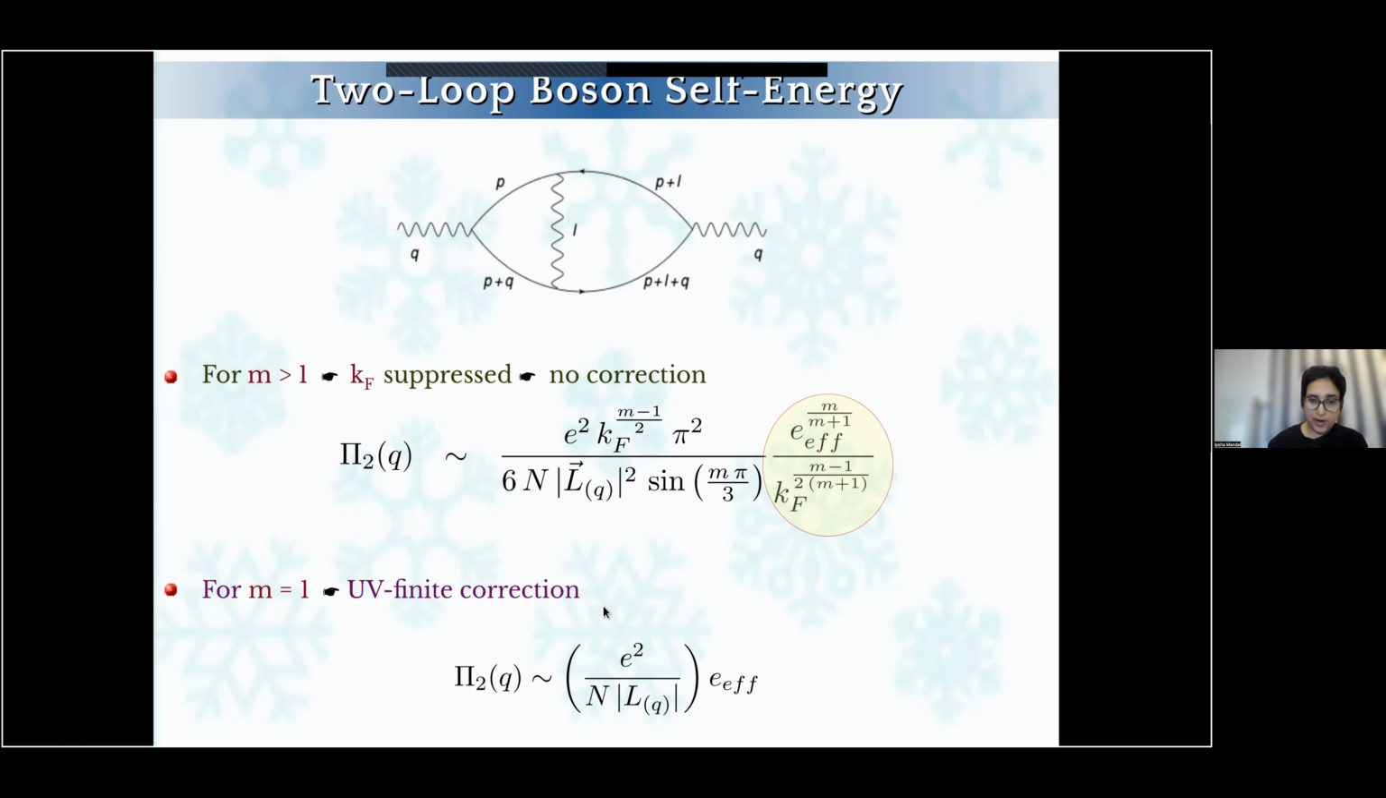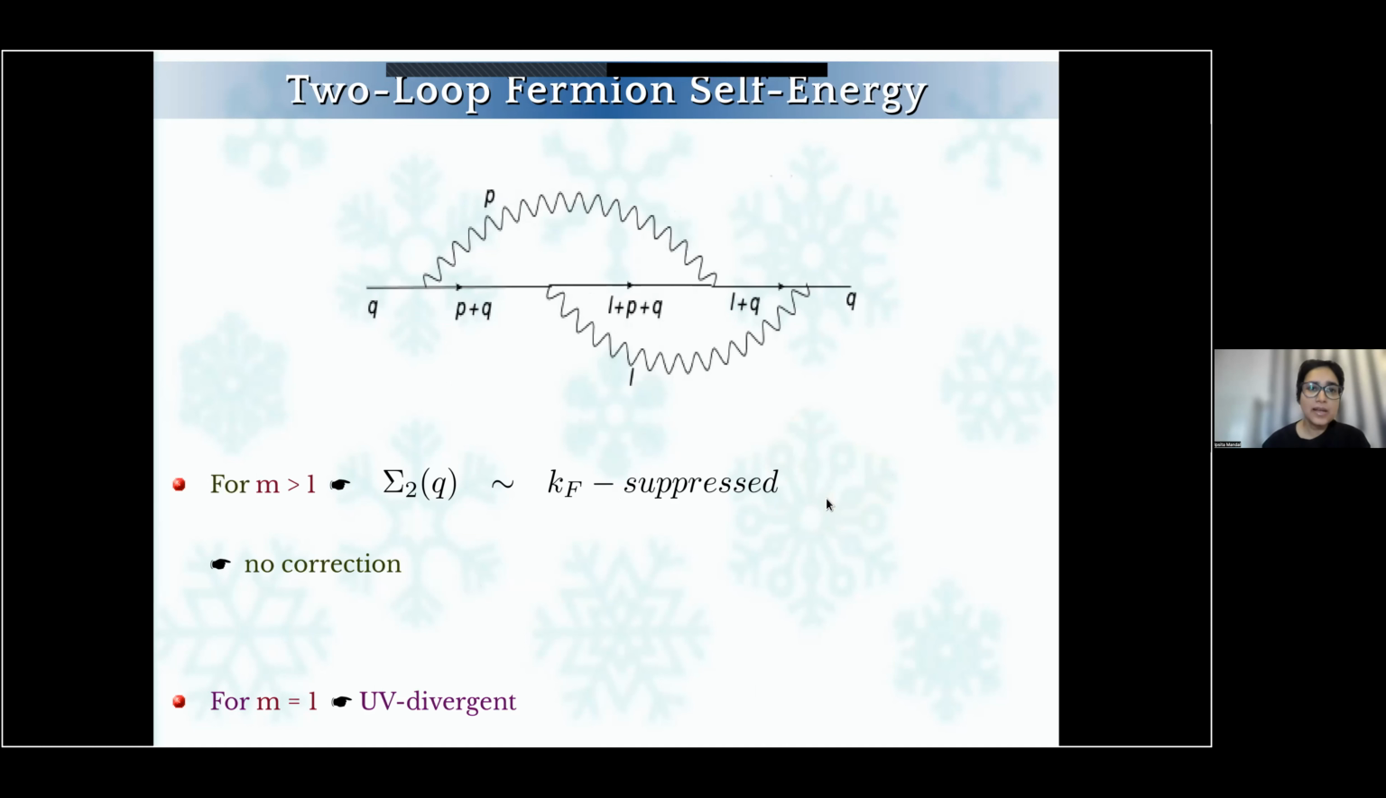However, for m equal to 1, there is no such k_F factor and we get a finite correction. So there is no UV/IR mixing for the m equal to 1 case, but such a mixing occurs for m greater than 1 due to the appearance of this k_F factor. Now, a similar story goes for the two-loop fermionic self-energy. The answer is too long, so I did not show you the expression, but the main point is that for m greater than 1, the answer is k_F suppressed and it goes to 0 as we take k_F to infinity. However, for m equal to 1, there is no k_F factor and we get a UV divergent answer.